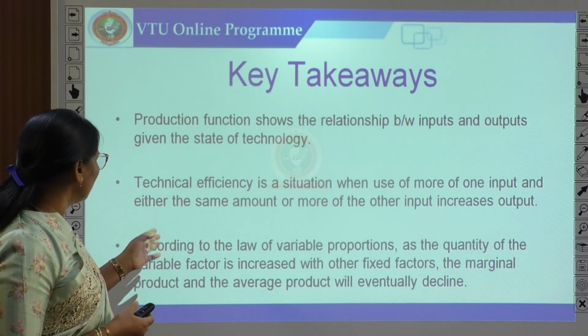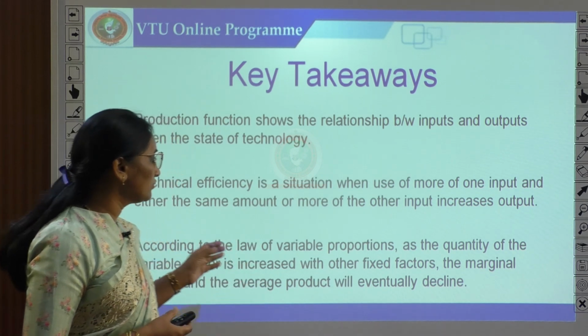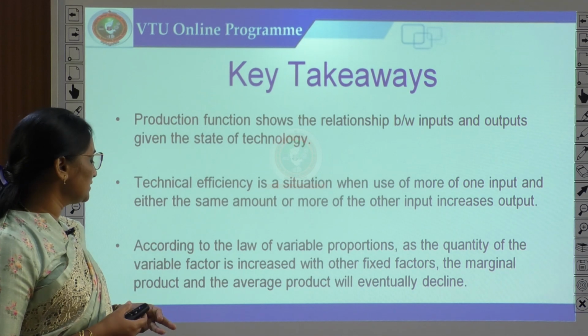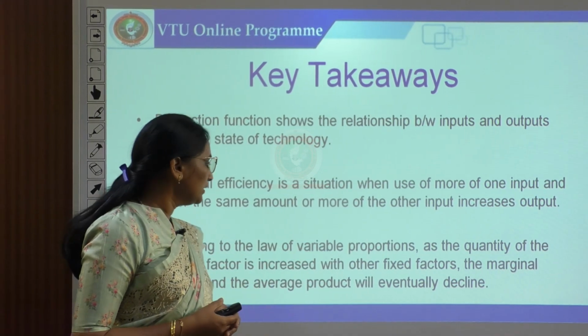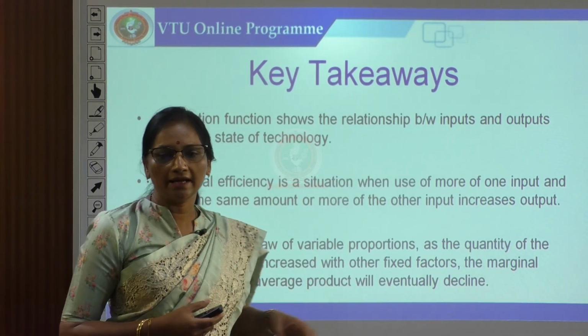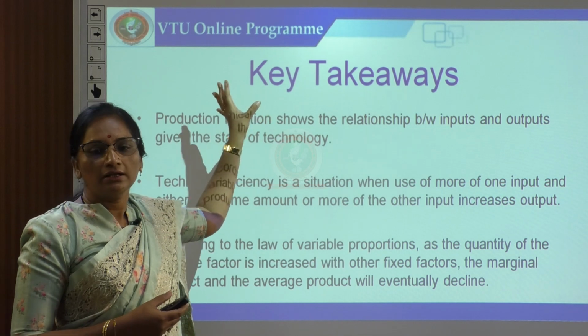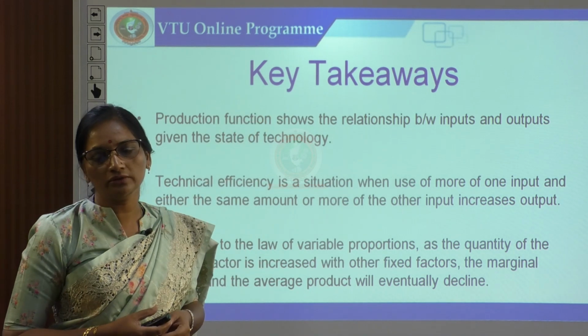Third, according to the law of variable proportions, as the quantity of the variable factor is increased with the other factors fixed, the marginal product and the average product will eventually decline. That is what we have understood in the law of variable proportion theory. So these are all the points we should keep in our mind.